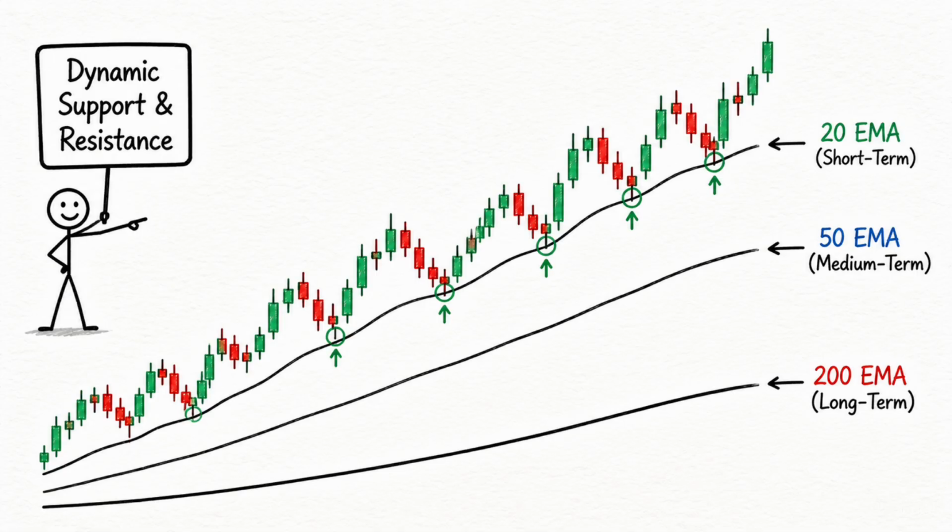12. Dynamic support and resistance. But what if support and resistance aren't horizontal? That's where dynamic levels come in. Moving averages are the obvious example.